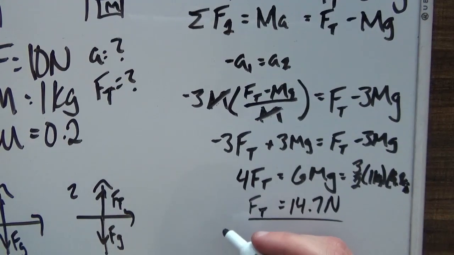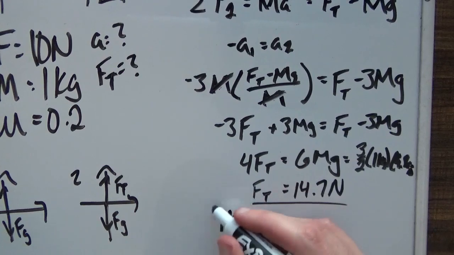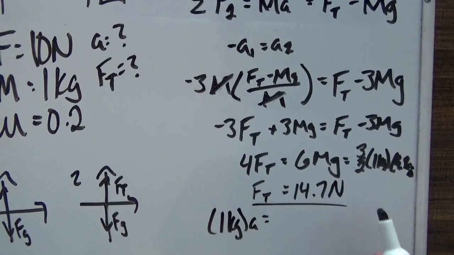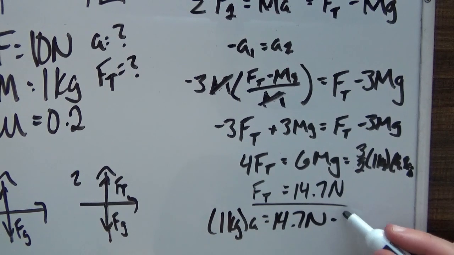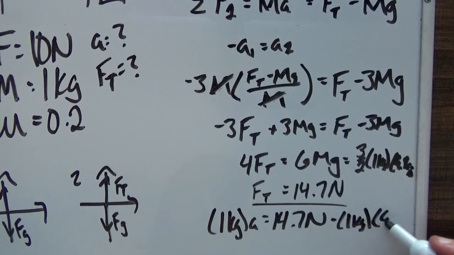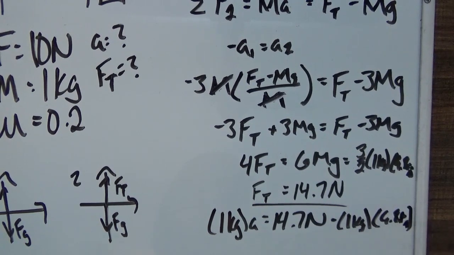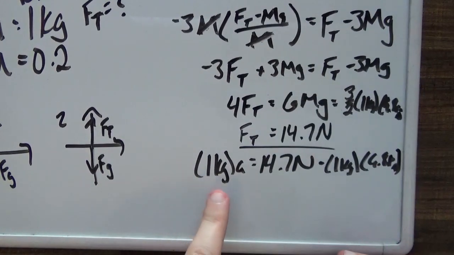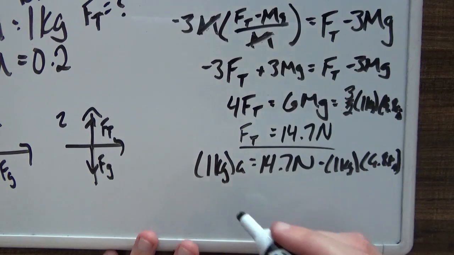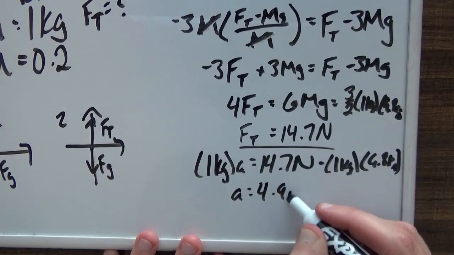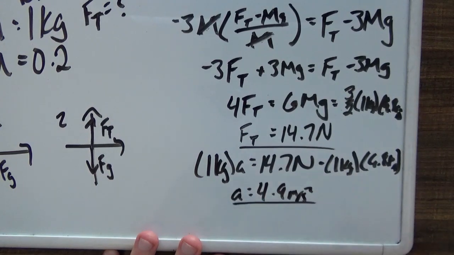So m is 1 kilogram. a, what we're solving for, is equal to Ft, which we just solved for, which is 14.7 newtons, minus mg. Boom. Basically, since this is just 1 kilogram, we're just 14.7 minus 9.8. So for me, acceleration is 4.9 meters per second squared. For you, if you use 10, in the book, it is just 5 flat. Lovely. So that's 12.